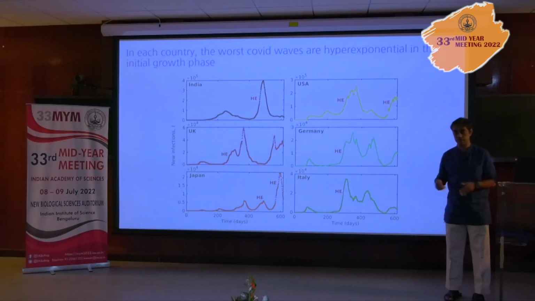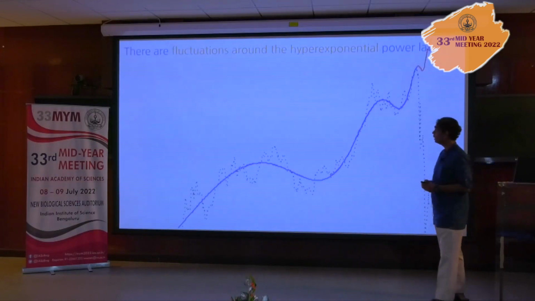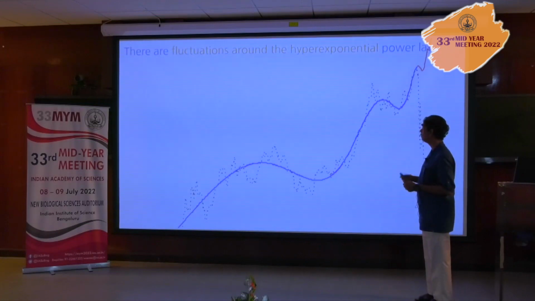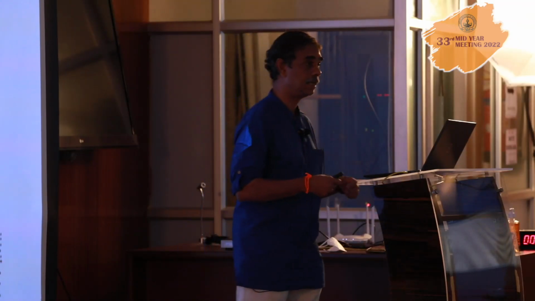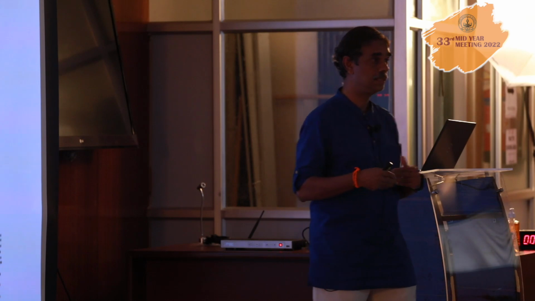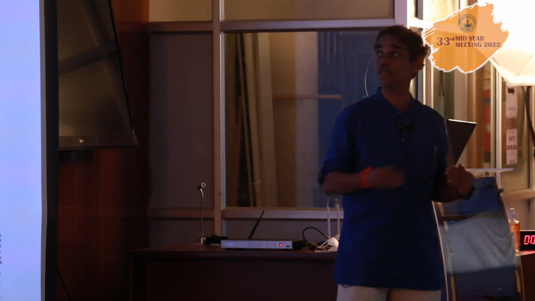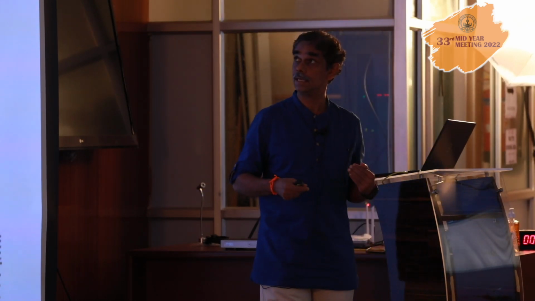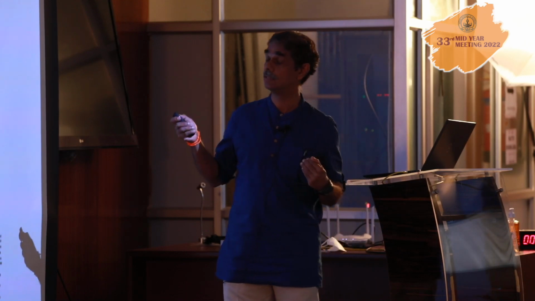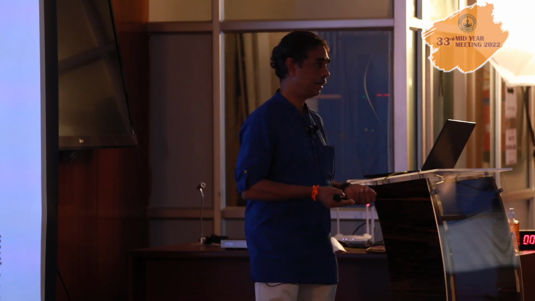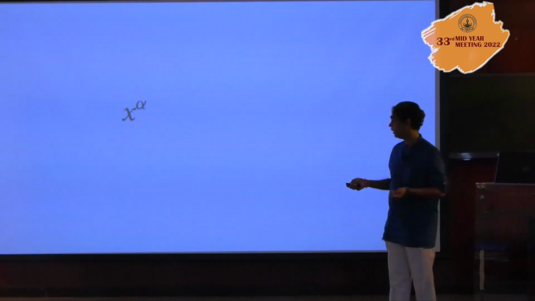There are standard tests for these things. Now, if you look carefully, there are fluctuations around this hyper exponential curve, and we should not dismiss this as just noise or something like that. Instead, these fluctuations can be modeled as what is called log periodic oscillations. So what are log periodic oscillations?